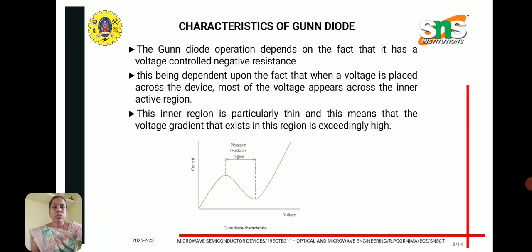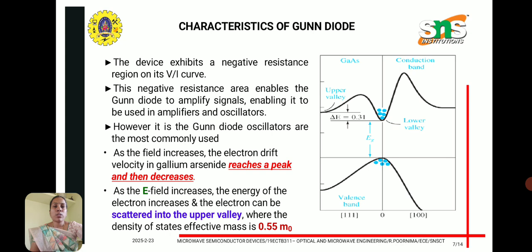Next we shall see the characteristics of the Gunn diode. For example, consider the current-voltage characteristics. It exhibits negative resistance characteristics. The Gunn diode operation depends on the fact that it has a voltage-controlled negative resistance. This device exhibits a negative resistance region on its VI curve. The negative resistance enables the Gunn diode to amplify signals, enabling it to be used in amplifiers and also oscillators.